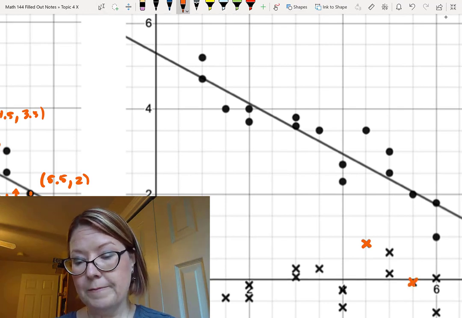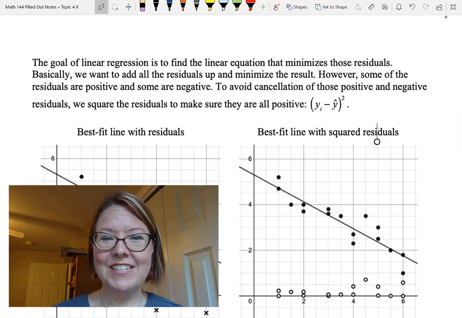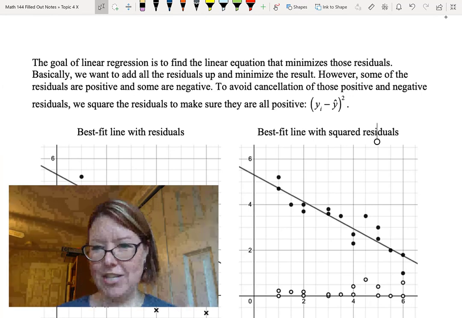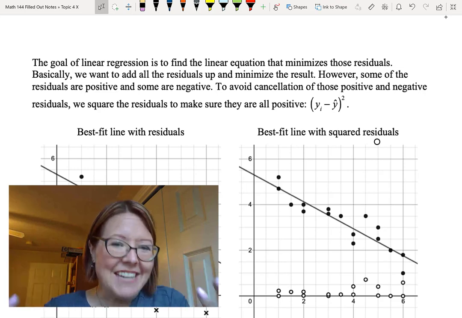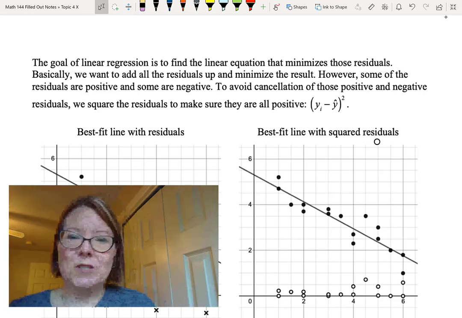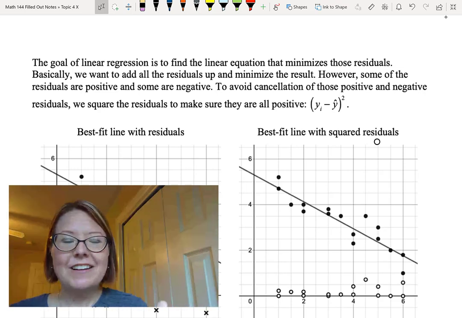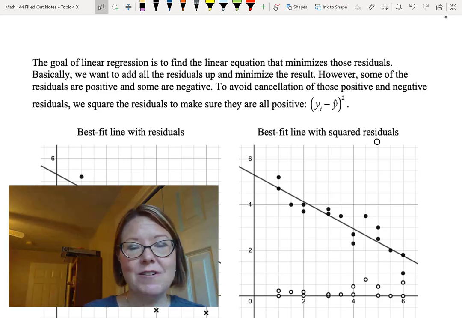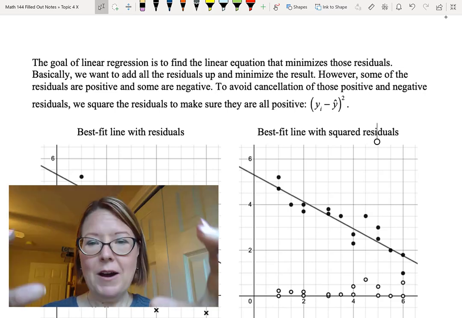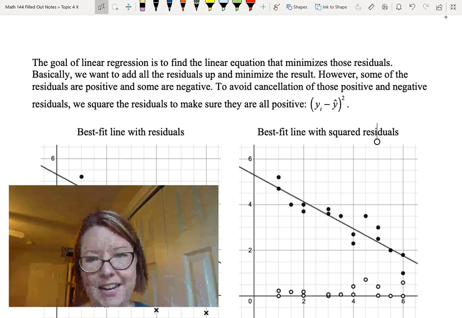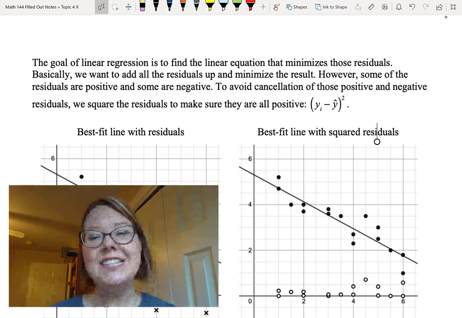And we do. The basic goal of linear regression is to find the linear equation that just minimizes those residuals. So the idea is that we want to add all the residuals up and minimize the result. However, some of the residuals are positive and some are negative, and we don't want them to just cancel each other out. We want to add up all the positive ones and minimize it, and add up all the negative ones and minimize it. Turns out there's an easier way to do that.